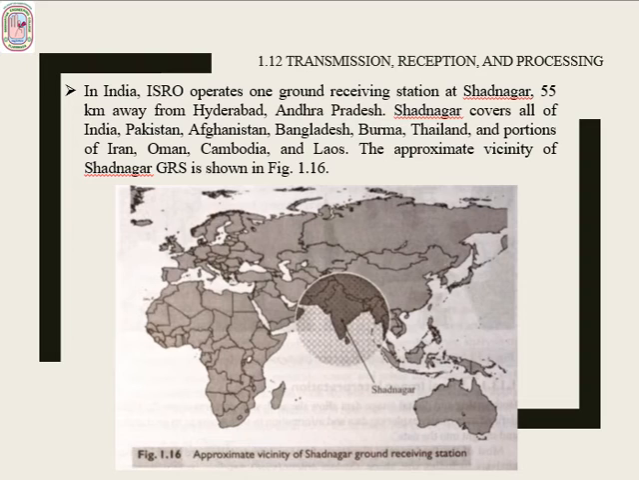In India, ISRO operates one ground receiving station at Shadnagar, which is 55 kilometers away from Hyderabad. This Shadnagar station covers all of India, Pakistan, Afghanistan, Bangladesh, Burma, Thailand and portions of Iran, Oman, Cambodia and Laos. The approximate vicinity of the Shadnagar GRS is shown in this figure. So, the data center, placed in only one area in Hyderabad, can receive the satellite data from any satellite which is in this particular vicinity.